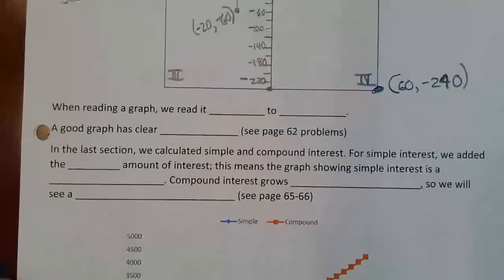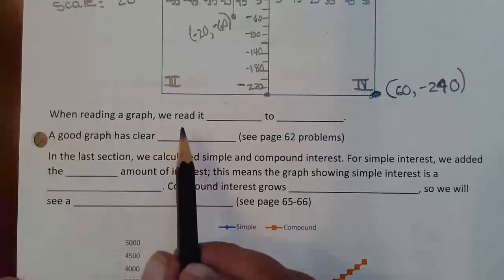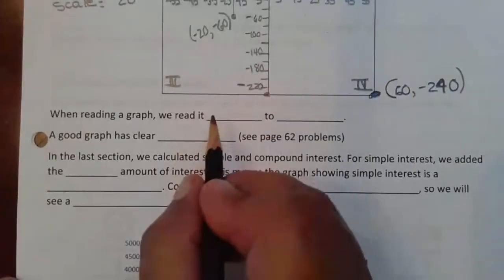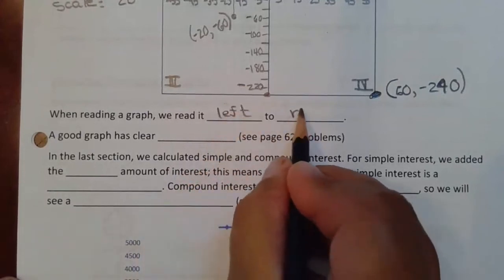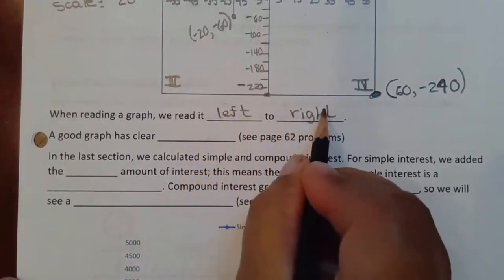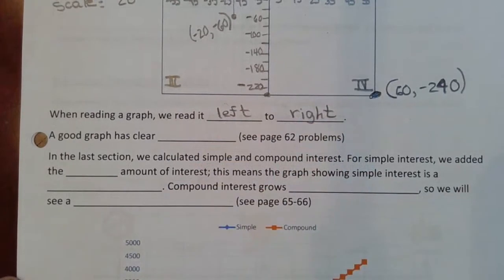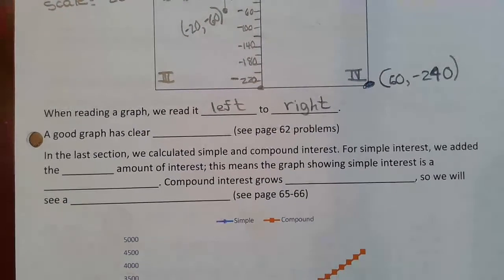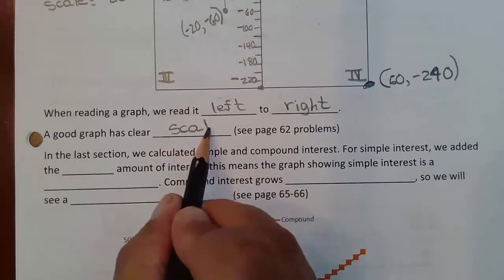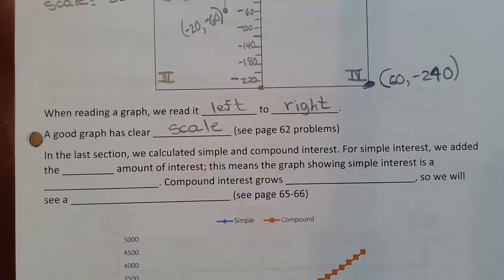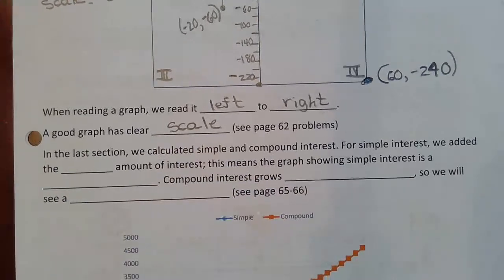Let's fill in these blanks first. When reading a graph, I was pointing out to you earlier that you read it going left to right. That way you can tell where there are increasing portions and decreasing portions, and you can answer many other types of questions that are asked in some courses. Okay, a good graph has a clear scale, ungradable, incomprehensible when it doesn't have one.